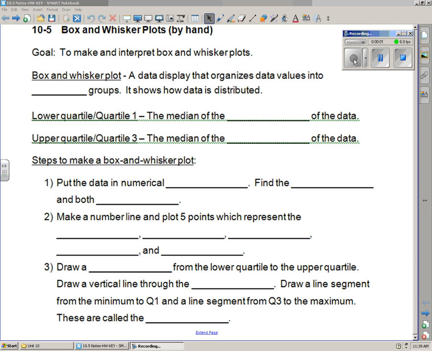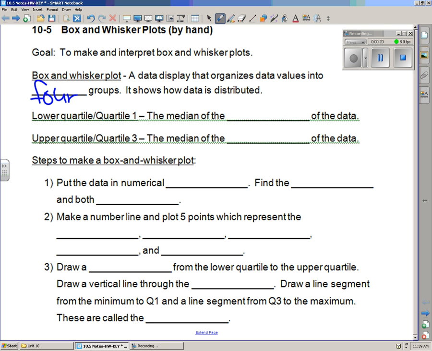All right, so today we're going to be talking about box and whisker plots, and we're going to create them by hand. Tomorrow we'll do them with the calculator. But a box and whisker plot is just a data display that organizes data values into 4 groups. And it shows how the data is distributed.